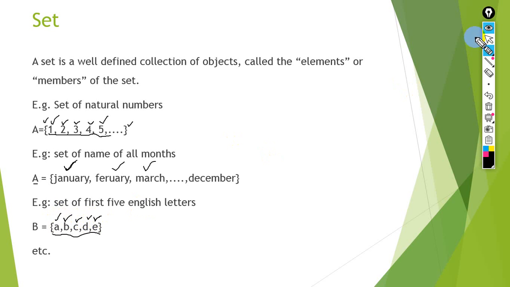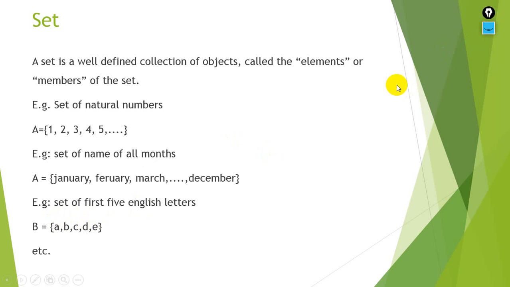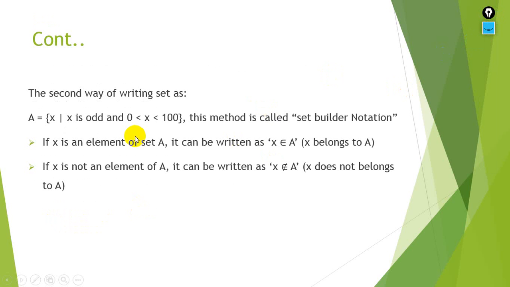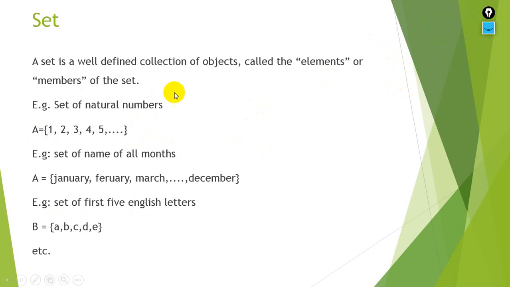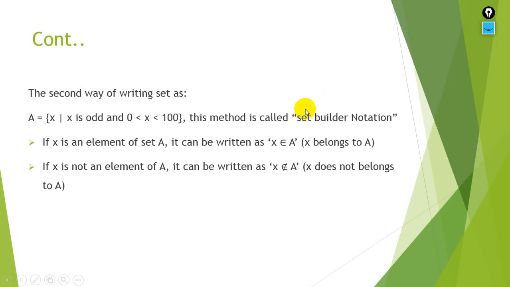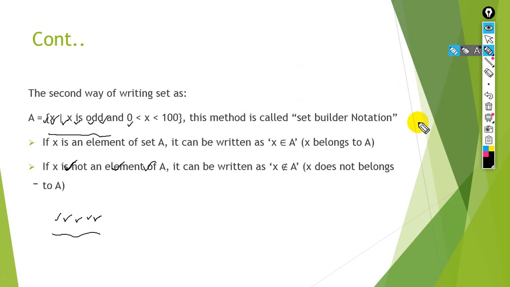Now next, we have the second way of writing a set. This was the first way of writing a set. The second way is the set builder notation. So how will we write the set in the form of set builder notation?